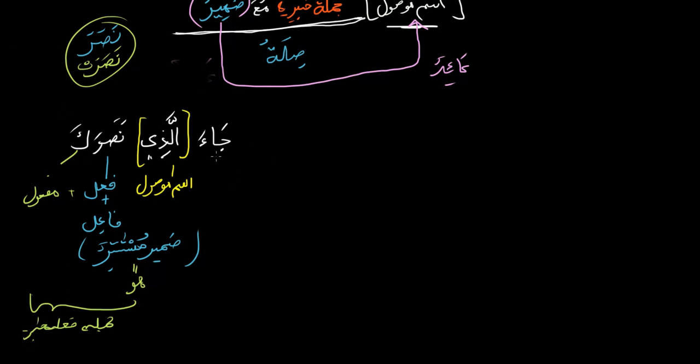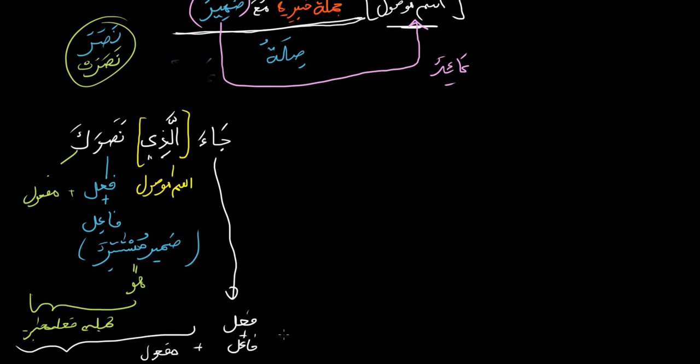And here is also جاء, which is فعل وفاعل. The whole thing over here, الذي نصرك, is مفعول for this one, and all together they make a jumla fi'liya khabariya. That's at least how I see this. Ja'a allazi nasaraka. So this whole thing is maf'ul.